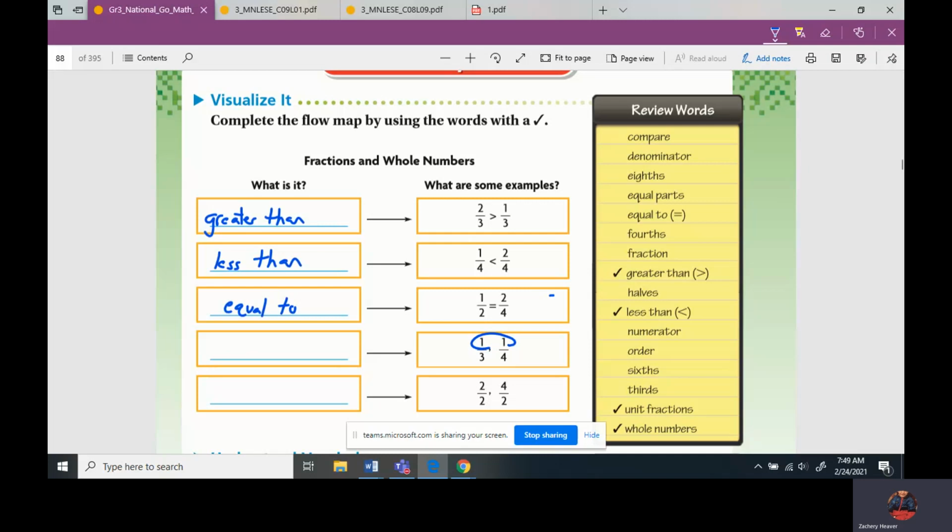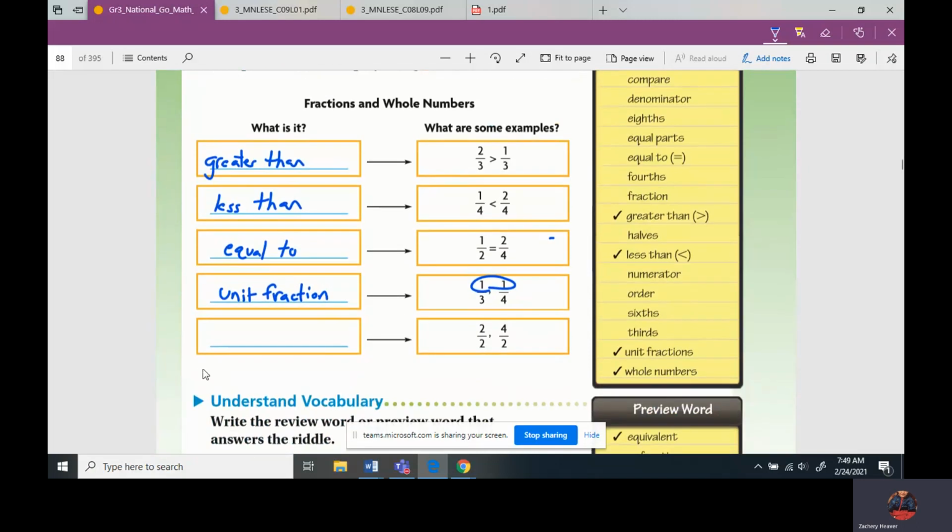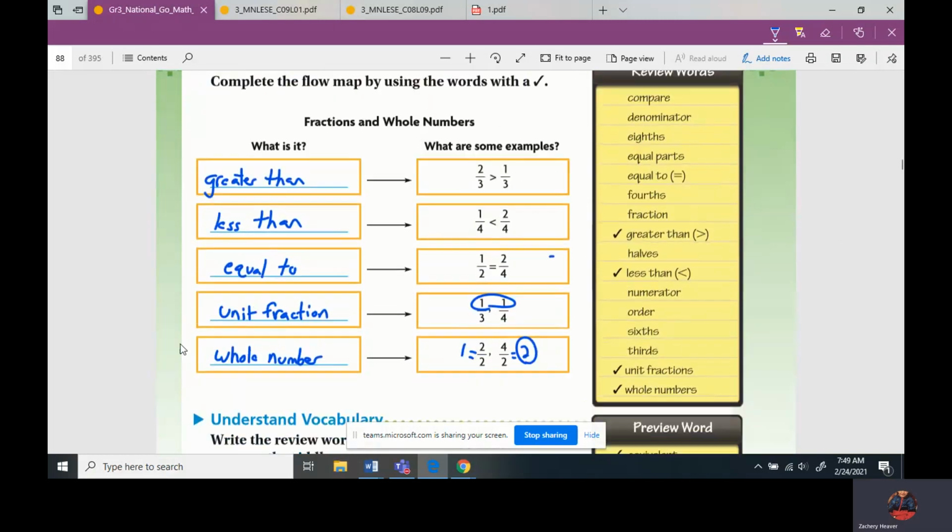The next one, we both have 1 as the numerator. We know those are unit fractions. Smallest unit. A unit is small, so that's what we're going to have to do. The next one, 2/2 and 4/2. These are going to make whole numbers. A fraction is part of a number. A whole number is 1, 2, 3. They're actually real numbers. This 2/2 equals 1, and 4/2 equals 2 because 2 can go into 4 two times. So these are actually 1 and 2. Those are whole numbers.